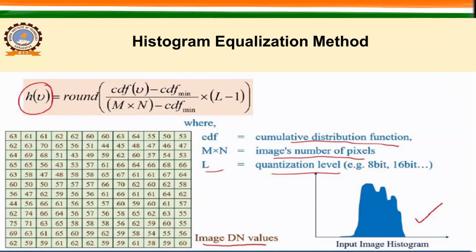Here CDF is the cumulative distribution function, M and N are the image dimensions in pixels, and L is the quantization level. So in 8-bit or 16-bit, this value will keep on changing. So this is one example.